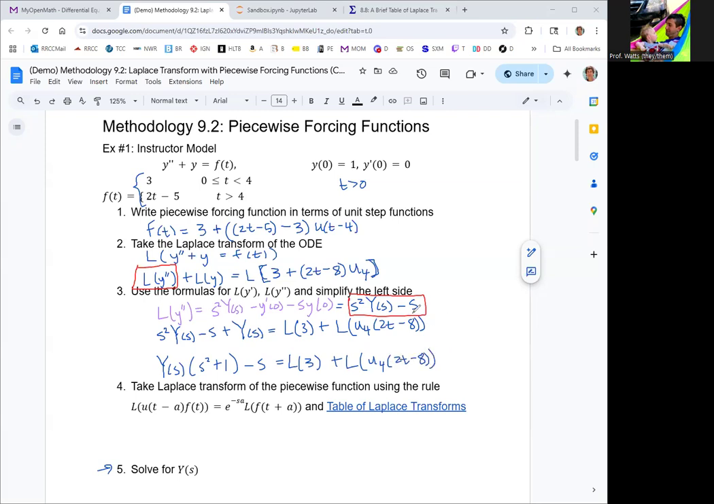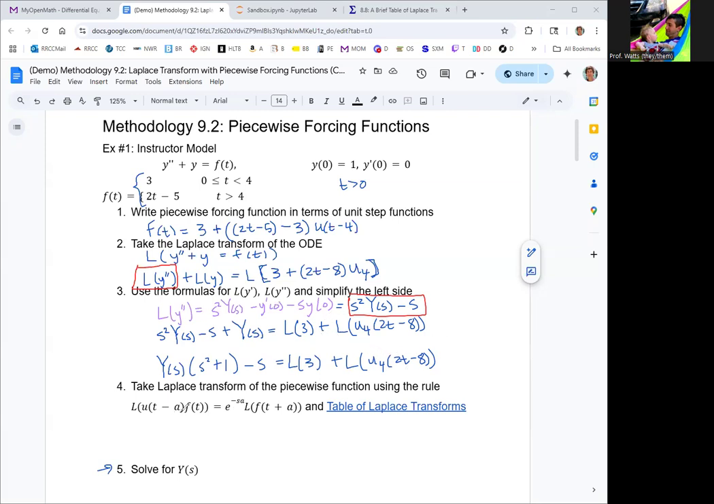All right. When we get to step 4, we're going to take the Laplace transform of the right side, and that 3 is no problem. Laplace transform of 1 is 1 over s, so the Laplace transform of 3 is 3 over s. However, dealing with unit step functions is tricky. That's what's new to this methodology.